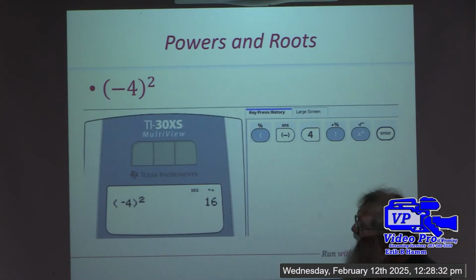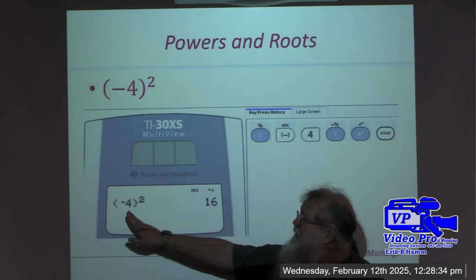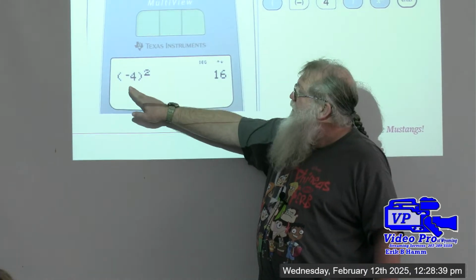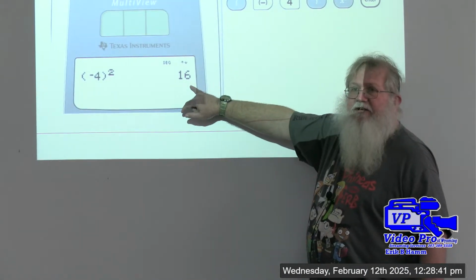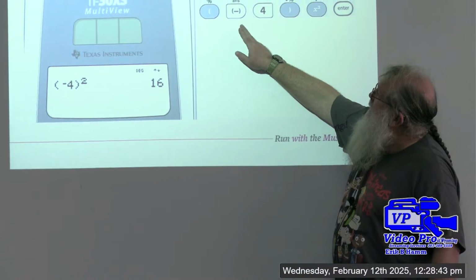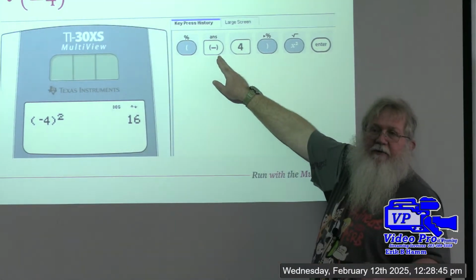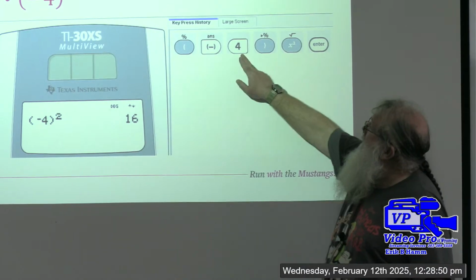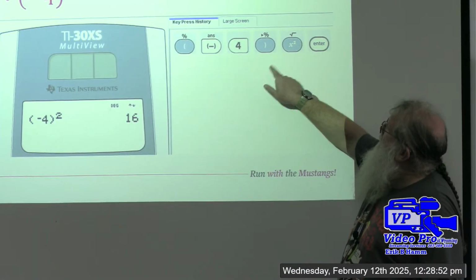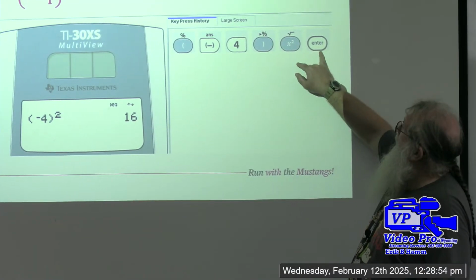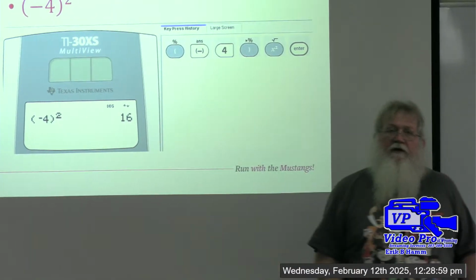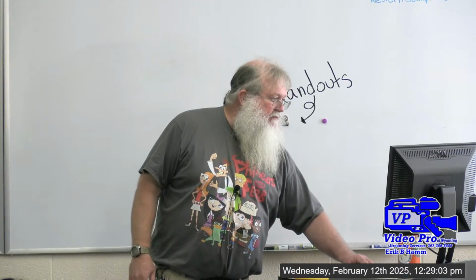But you got it. Your calculator doesn't have a brain, so it doesn't know if you're squaring negative 4 or 4. And so you need to use parentheses to get 16 there. You use the left parenthesis, the negative button, not the subtraction button. The negative button's down at the bottom there by the 0. And then we have the 4, and then the right parenthesis, and then I hit the square button, and then enter, and it came up with 16.